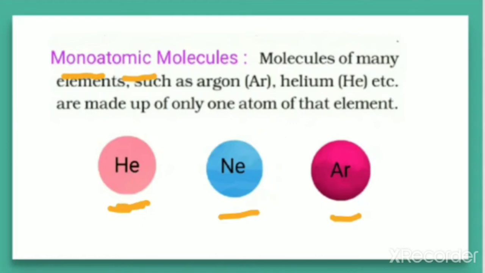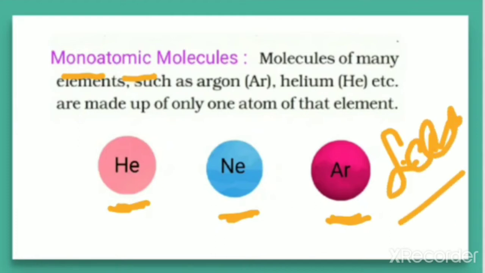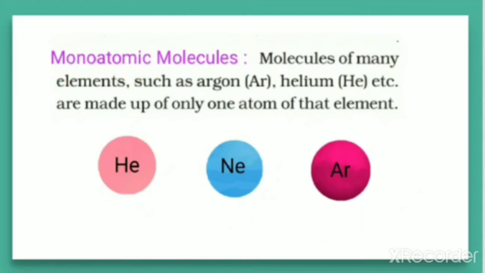Helium is only a single atom. Neon existing as a single atom. Argon also exists as a single atom in the nature. That means they are very less reactive type of elements. They will not usually react with other elements. So because of this reason, in the nature, they are existing in the free state. We can say they exist in the nature in the free state. So such type of molecules, because are made up of only single atom of that element, is called as monoatomic molecule.